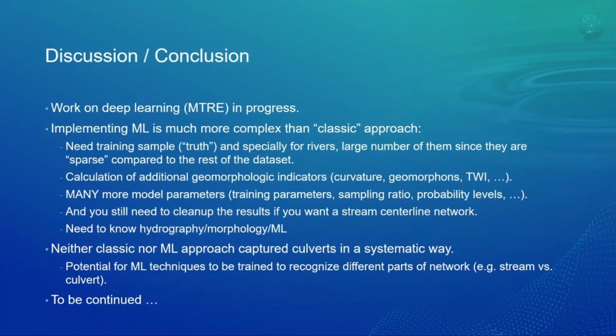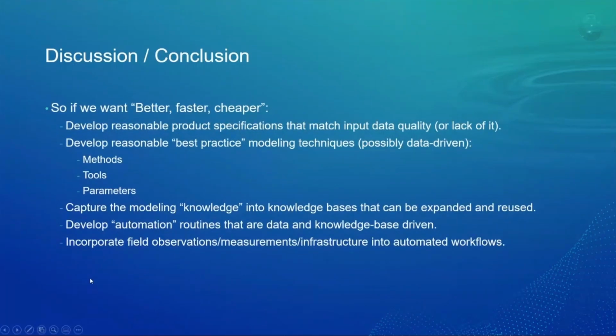With all the machine learning techniques, not only do you need to know your hydrology and morphology, but you now also need to know how to do the machine learning and its statistics. So as they say, there are lies, damned lies, and statistics, right? So you need to know a lot of detail about different techniques before you can actually get good things. Neither classic nor machine learning technique really is perfect, but that's not surprising. So this is work in progress. There are a lot of things that we still need to work on and figure out.